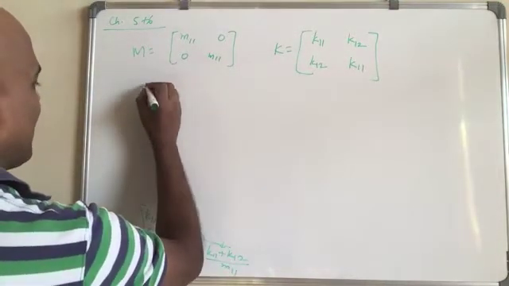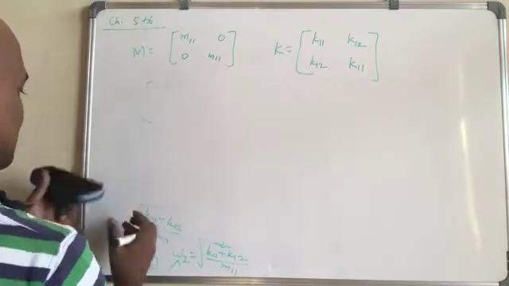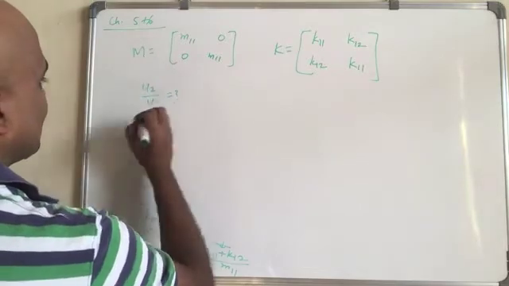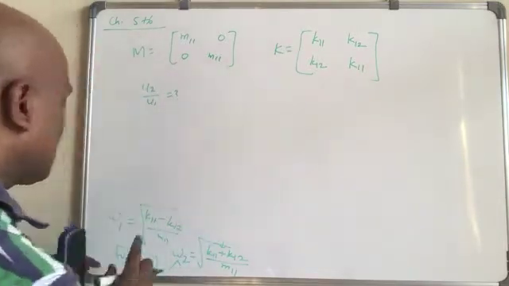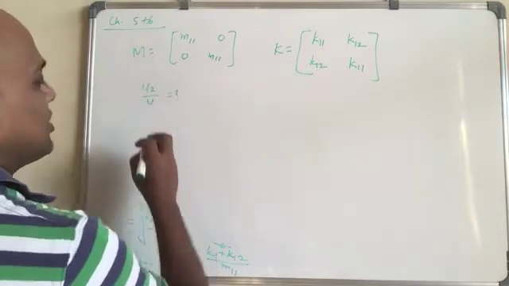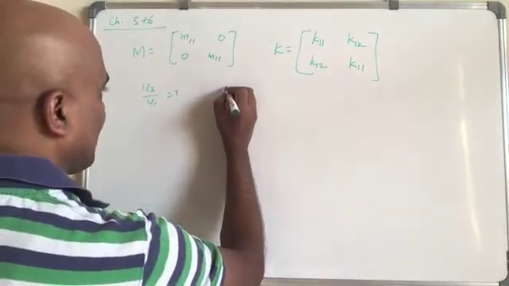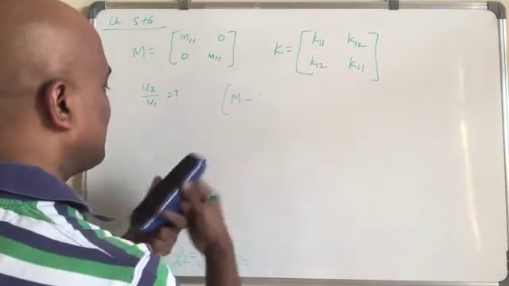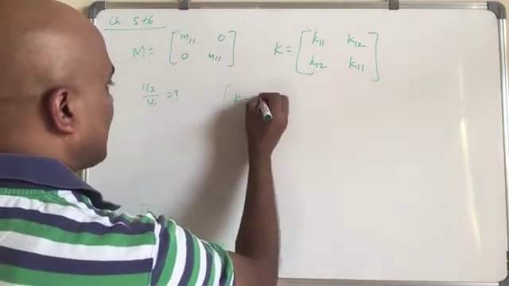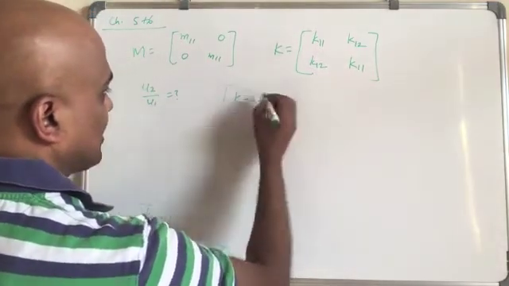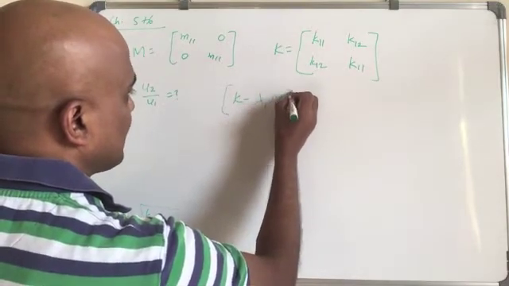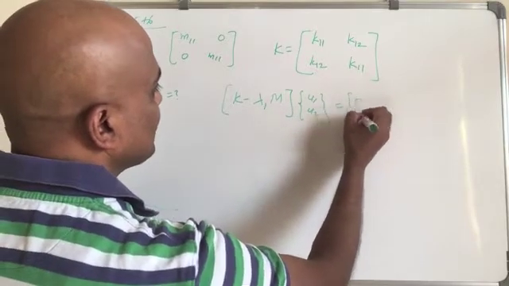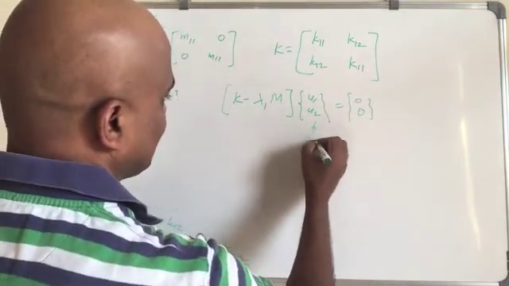Okay, so I asked: associated with omega 1, which is the smaller resonant frequency, what is the eigenvector? Specifically, we are asking what is the value of U2 over U1. When these are the eigenvector, what is the meaning of that? If U1 and U2 are the eigenvector, that really means K minus lambda 1 M times U1, U2 is equal to 0. That is the meaning of this eigenvector, right?